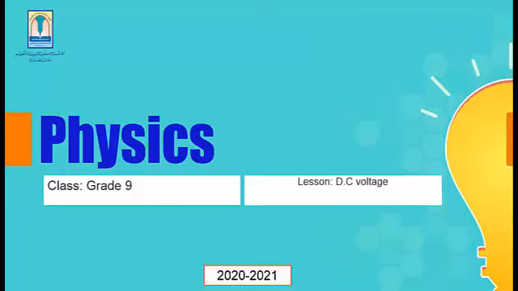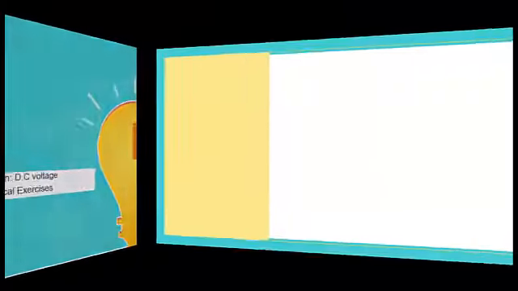Today we're going to practice on some typical exercises related to chapter 5 DC voltage. So, the only objective for today is to solve and practice on typical questions.